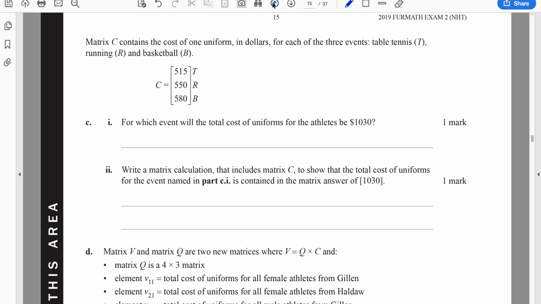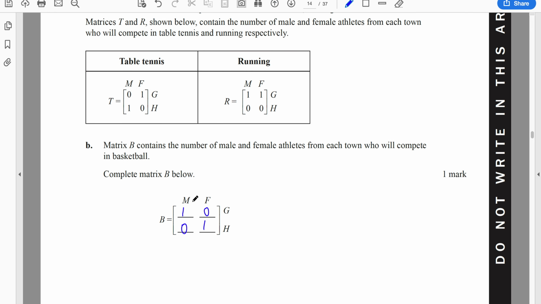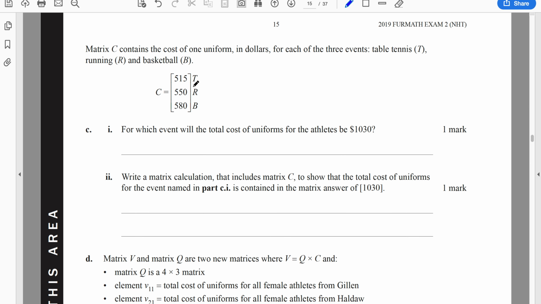So if you have a look at our matrix before, you'll notice that really the maximum that we have for each of the sports is 2 people. We've got 2 people in table tennis, 2 people in running, and we've got 2 people in basketball. So really it's asking, when I multiply one of these by 2, which one of them is going to give me 1,030? And so you can see the only one is going to be this one. Since 2 by 515 gives me 1,030. And that sport there is table tennis.